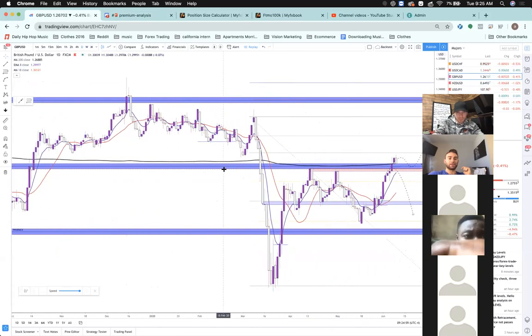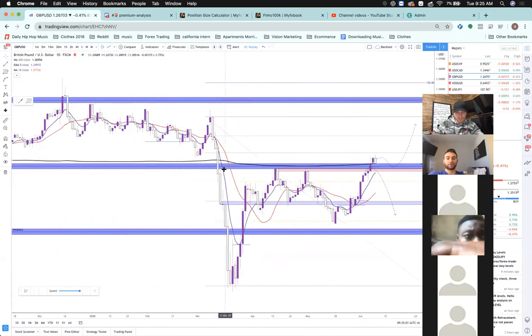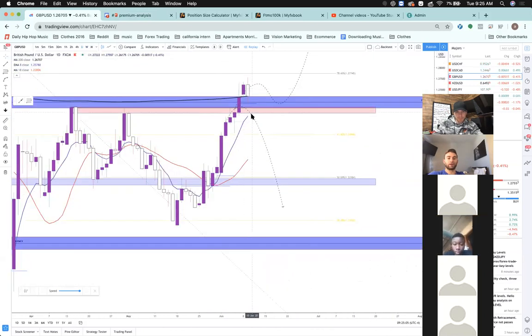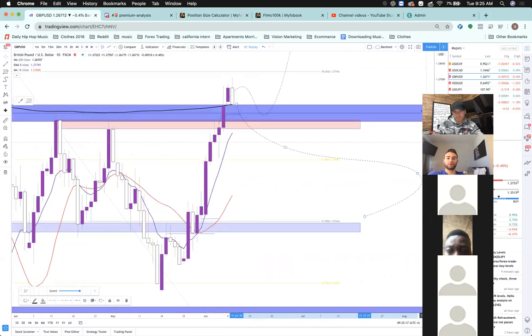We have to see some sort of clear break of structure on the daily for this to short. At this point, this is looking way more bullish than bearish at the moment. I'm going to need price to break back below this monthly level and retest to get me confident to take some short opportunities.